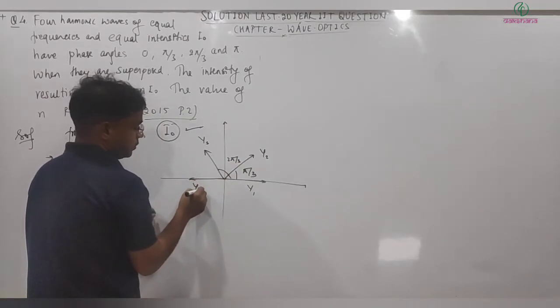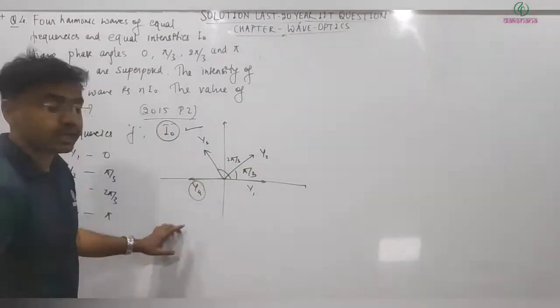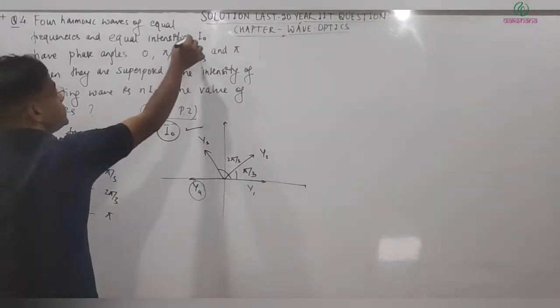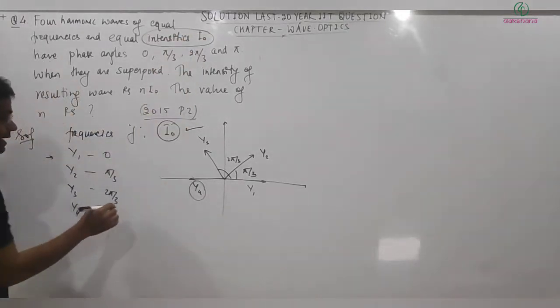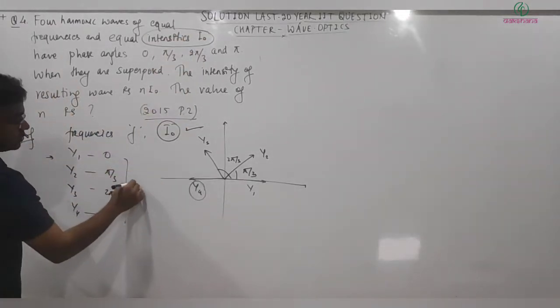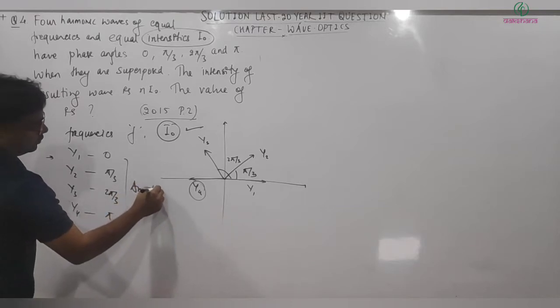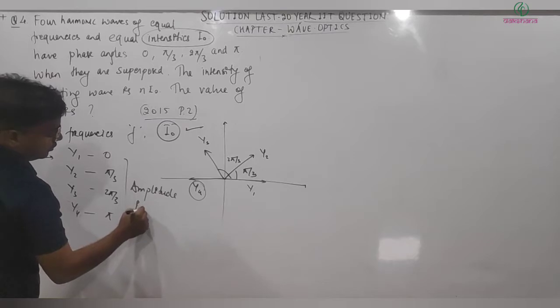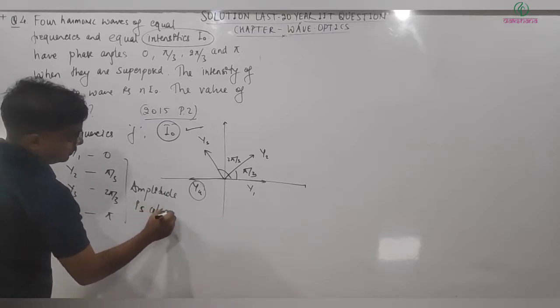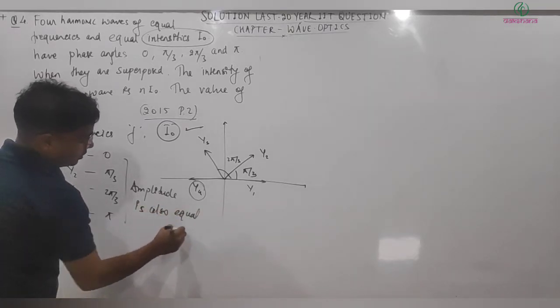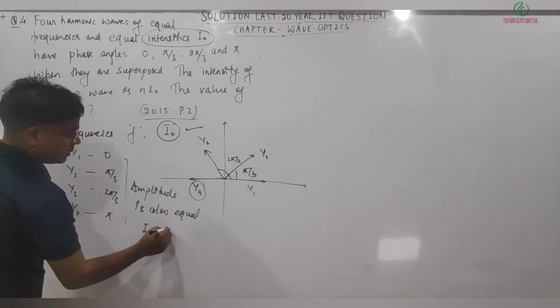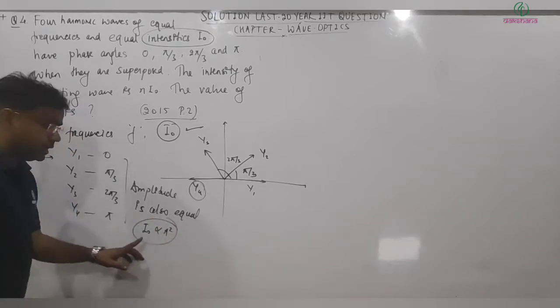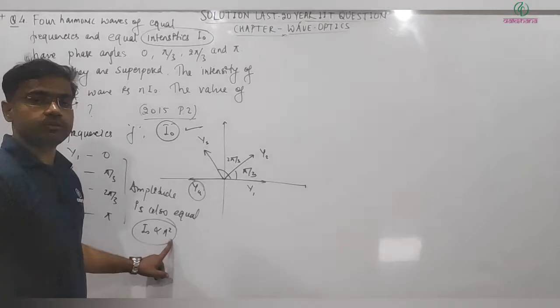And because here you can see the intensity is equal, that's why I can write the amplitude will also be equal, because intensity is directly proportional to amplitude square. Intensity is equal, that means amplitude will be equal.